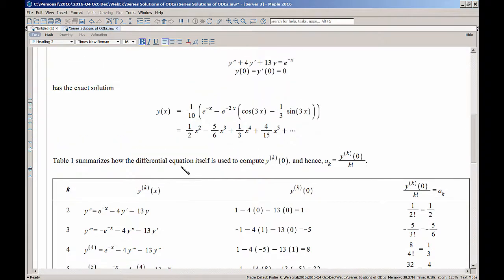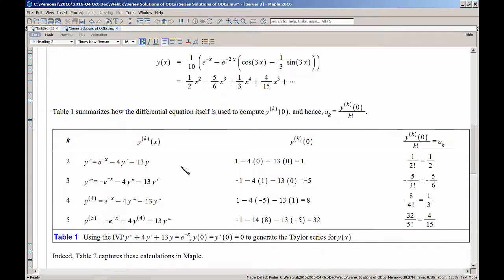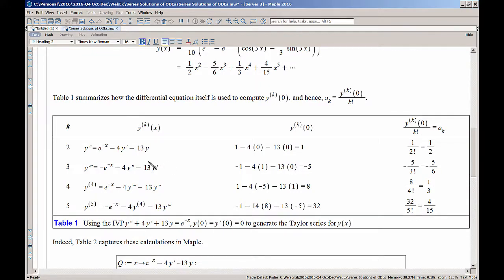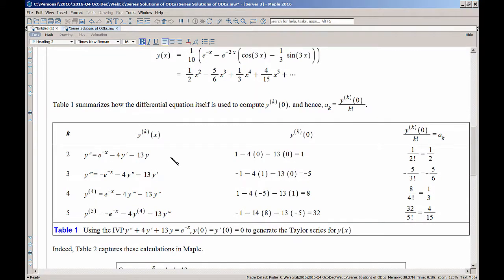You can't see the equation. There it is. Okay. We know the first two coefficients. They're 0 because we picked inert initial conditions. The differential equation is written y double prime equals, and you would need to know these terms. Well, y prime and y at 0 are known. So you put those numbers in and you get this value, and you divide by the factorial and you have a sub k, which would be a2.